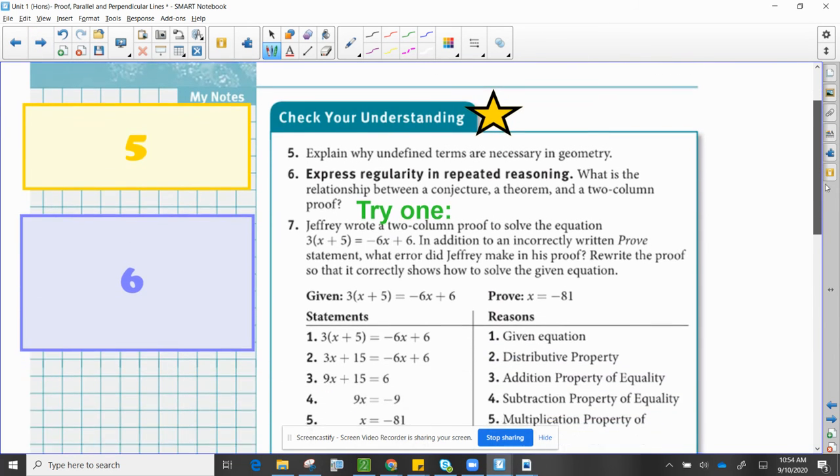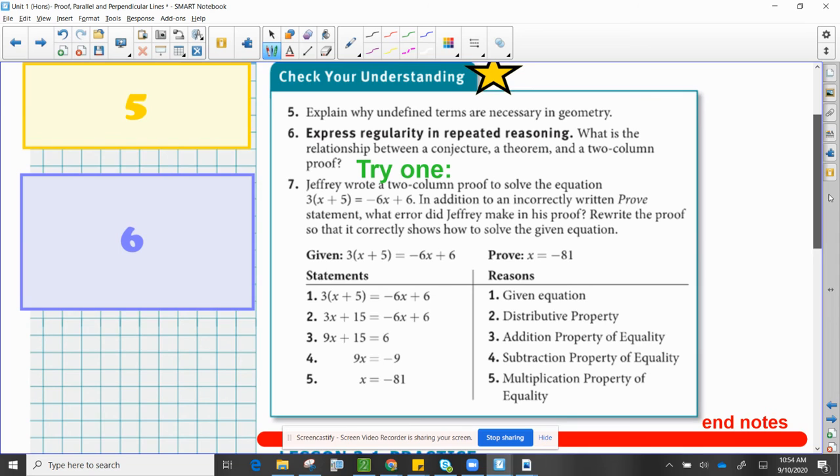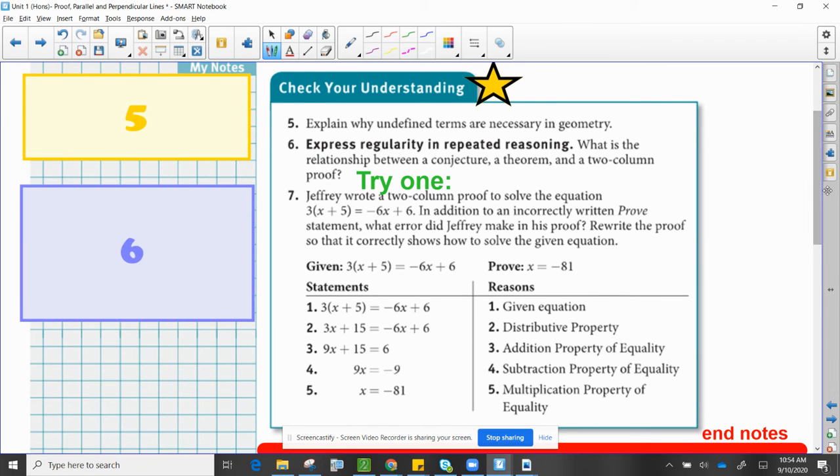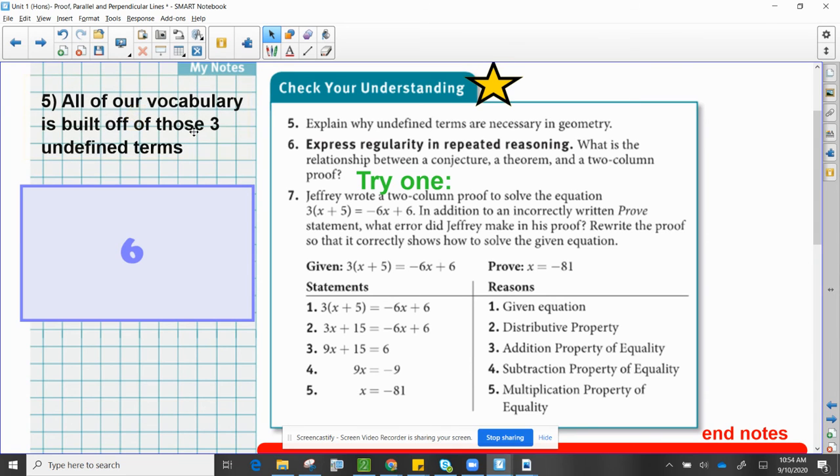Okay, I just want to finish up here with the check your understanding. So let's think about why undefined terms are necessary in geometry. So take a minute there and think about that and why you think they are necessary. Okay, so like I pointed out a few times in the beginning of the video, all of our vocabulary is built off of those 3 terms. Okay, once we know what a point, line, and a plane are, we can go ahead and define all other terms in geometry. So that's why they're very important. Point, line, plane are undefined terms.